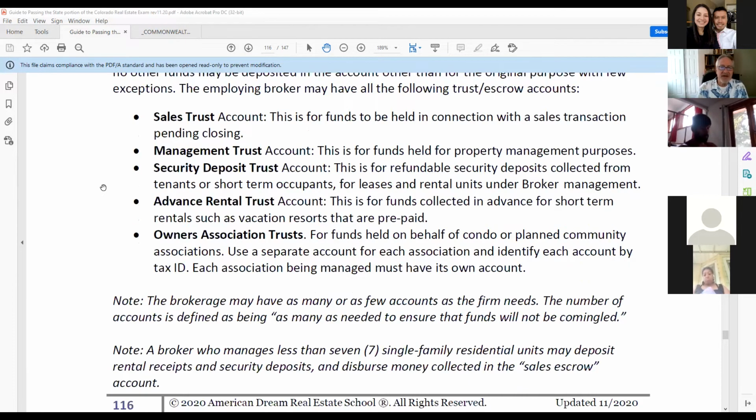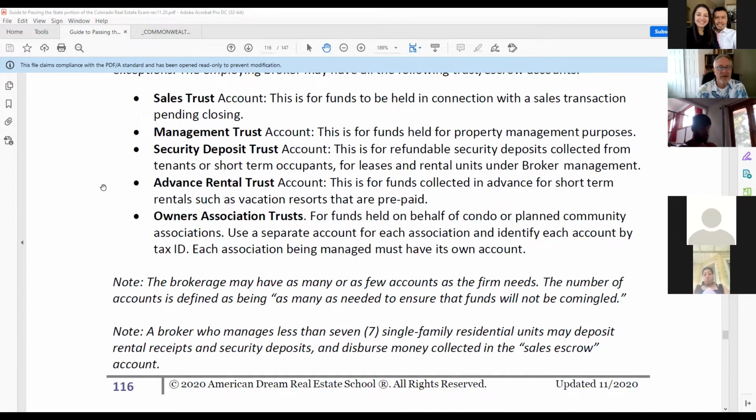Here are the different types of accounts. If you so choose to have one, these are the different types of accounts that you could be using and you could be tested on, folks. So first is a sales trust account. This is for any funds connected with a sales transaction. Then you have your management and security deposit trust accounts, and that's for property management, for leases and rental units. Your advanced rental trust account is for short-term rentals, vacation resorts, things of that nature. And then your owners association account is for your HOAs. So get to know those 5 different trust accounts. Those are the type of accounts you could be tested on what they are.